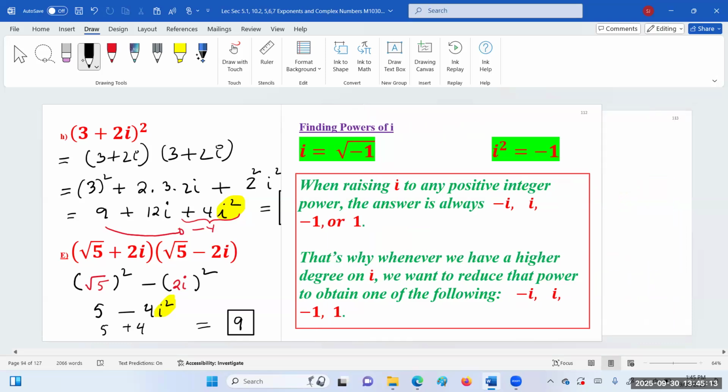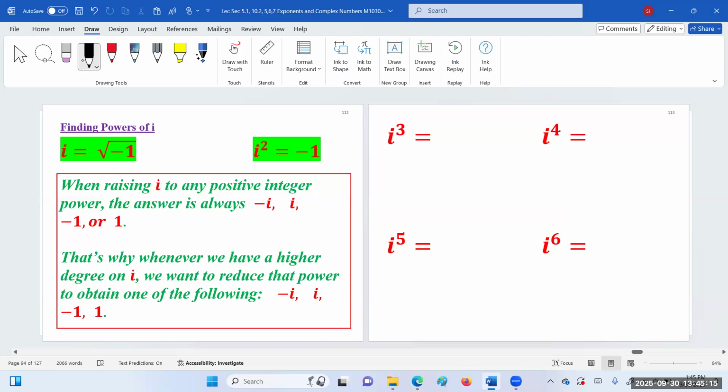So how do we reduce? Different people reduce it differently. Before I teach you the reducing method, let's see some patterns in the powers of i. We know i squared is negative 1. So i cubed is i squared times i, right? What is i squared? Negative 1. So if you multiply negative 1 with i, you get negative i. See here, one of the 4 choices. This time you have negative i.